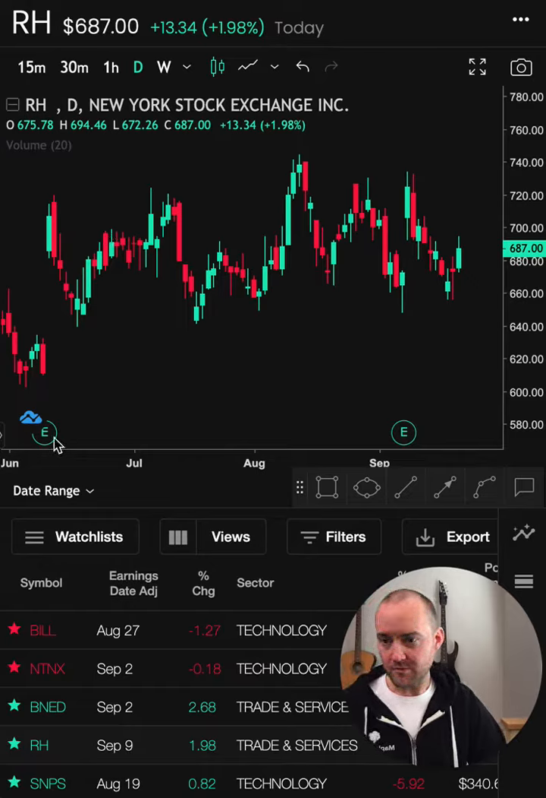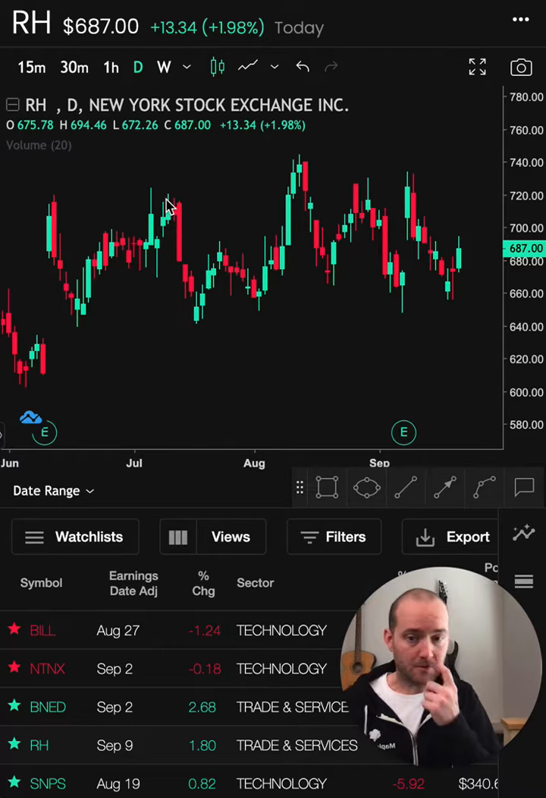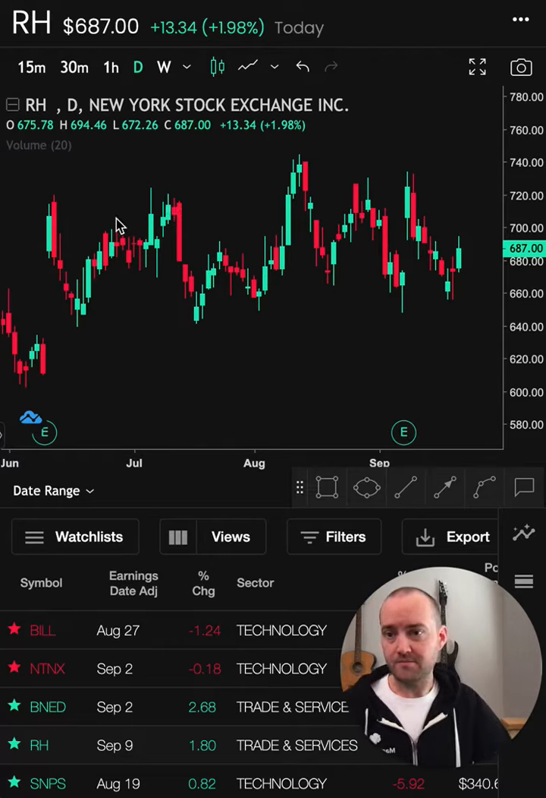So down here at the bottom we have two E's on the chart. These indicate the earnings announcement for when the company reported earnings, and I'm on Earnings Winner IO, which is our scanner app, which we can use to find the best earnings plays, which is how I located RH.